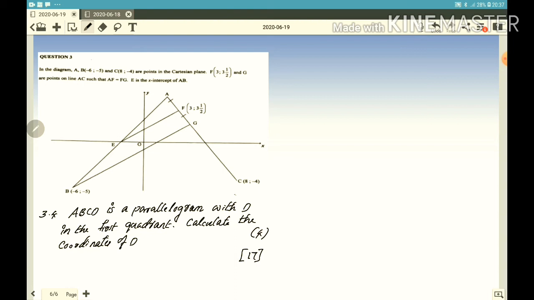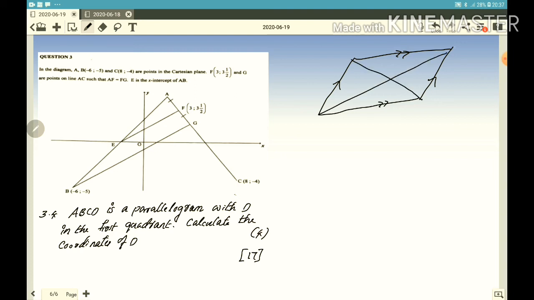So rather than drawing on the diagram, it is better to draw a parallelogram separately, looking at the position of ABCD. So I'm just drawing a parallelogram like this. What do you mean by a parallelogram? Opposite sides are parallel and opposite sides are equal, isn't it? Then diagonals bisect each other.